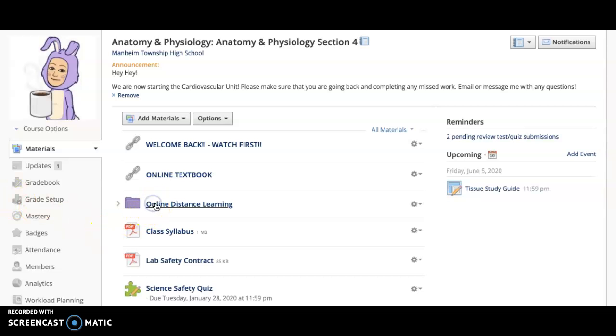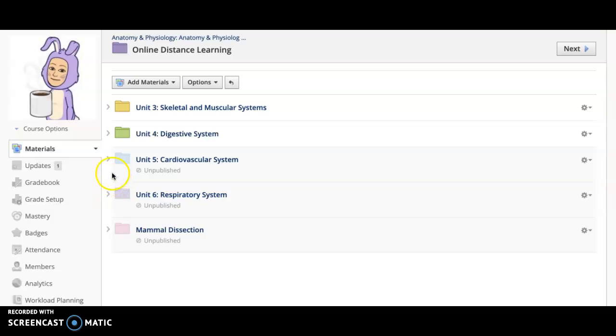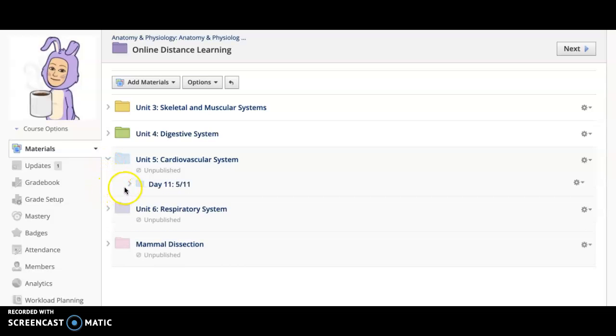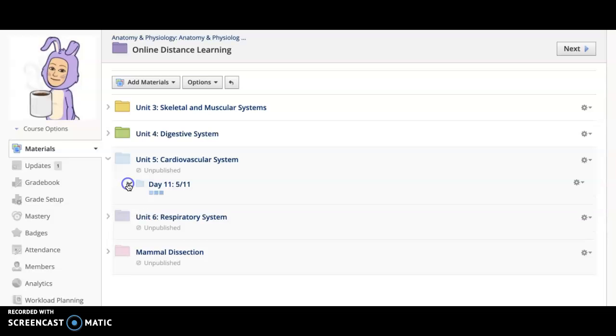So we're going to go ahead into our online distance learning folder, and you'll see this once I publish it for you. It'll be a blue folder here. So we're going to go into the cardiovascular system. Right now I only have the first day, which is day 11.